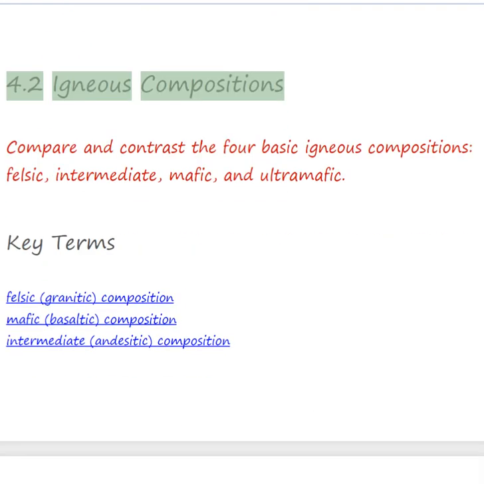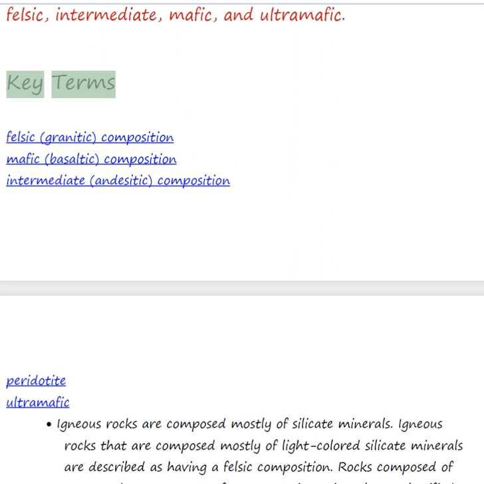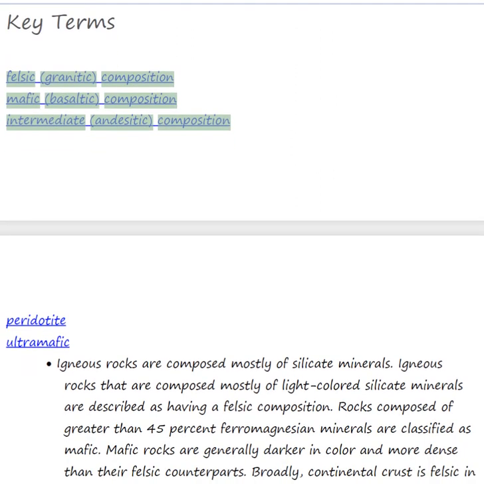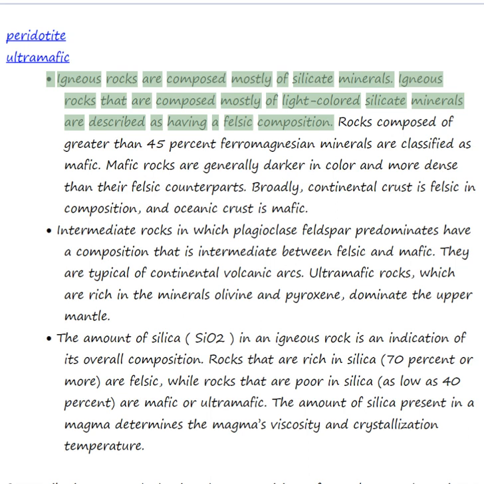4.2 Igneous compositions. Compare and contrast the four basic igneous compositions: felsic, intermediate, mafic, and ultramafic. Key terms: felsic composition, mafic composition, intermediate composition, peridotite, ultramafic. Igneous rocks are composed mostly of silicate minerals.